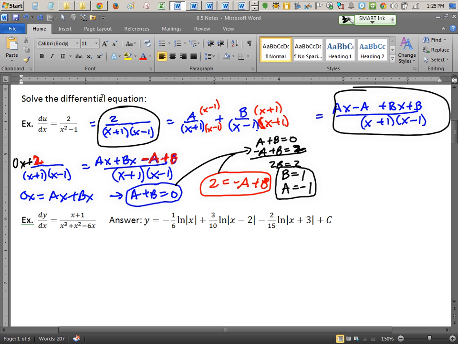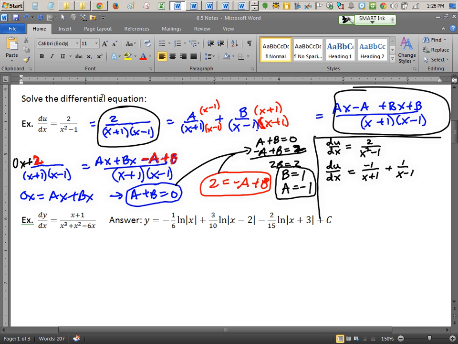Okay, so we got this far, and what we're doing is basically rewriting the whole problem. So here's the original problem. It said du dx is equal to 2 over x squared minus 1. But we have since learned that this now means negative 1 over x plus 1 plus 1 over x minus 1. We actually decomposed this fraction into two much simpler fractions, both of which are very easy to integrate.